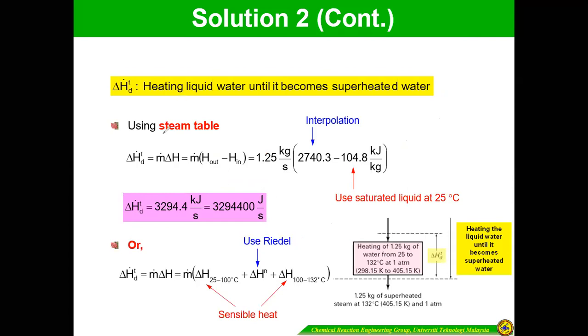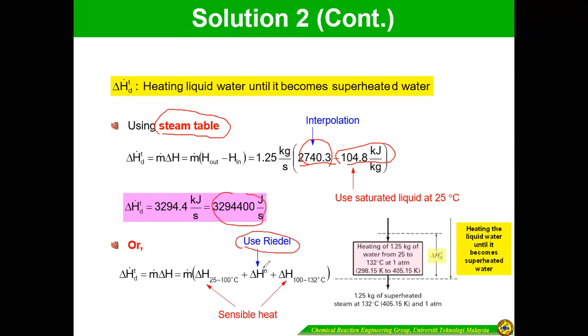As well as for HD, HD is from the steam table. If you calculate from the steam tables, we can get H out as well as H in, so we can calculate delta H. Similarly, this one you can also calculate by using Riedel, that means from saturated liquid to saturated vapor. So for saturated, this one from 25 to 100 is liquid.